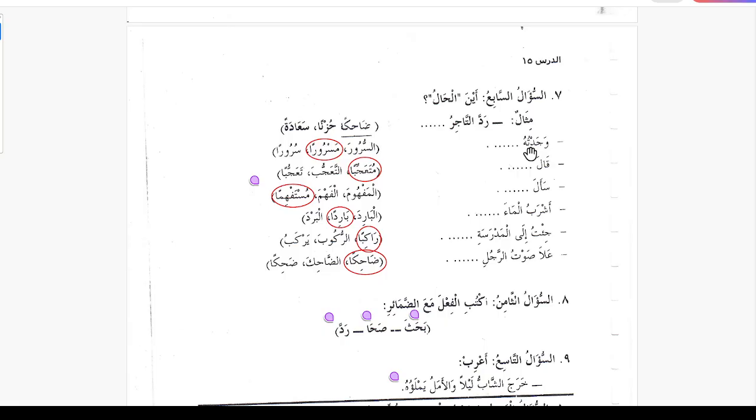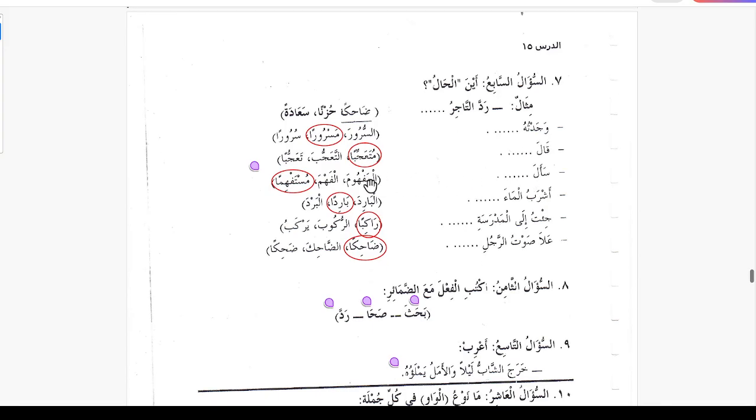Next one is wajadtuhu, I found him. We can say masruran, happy. Kala, he said mutaajiban, he said surprisingly. Sala mustafhiman, he asked inquisitively, or we can say inquiringly. He asked like he wanted to inquire something. So this mustafhiman, hal has to be mansoob.